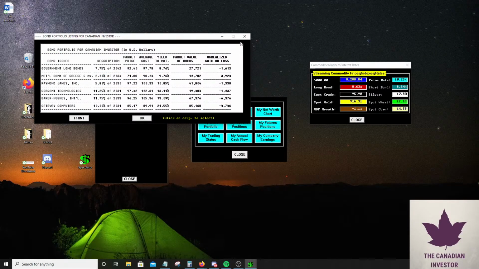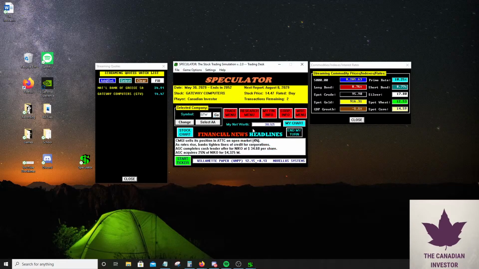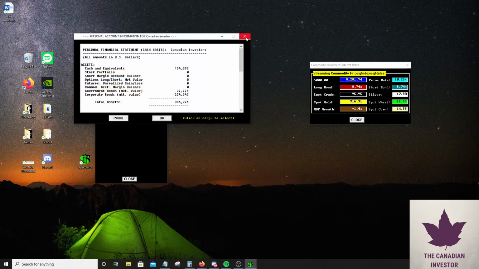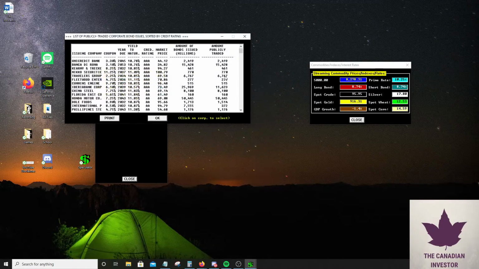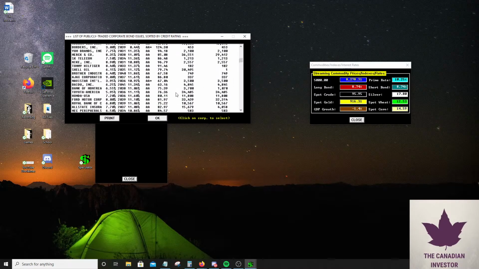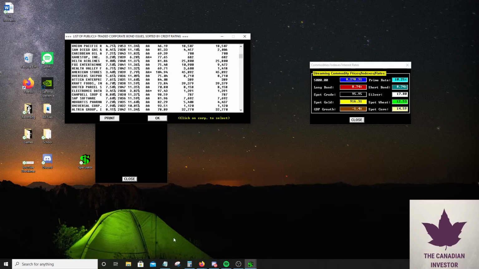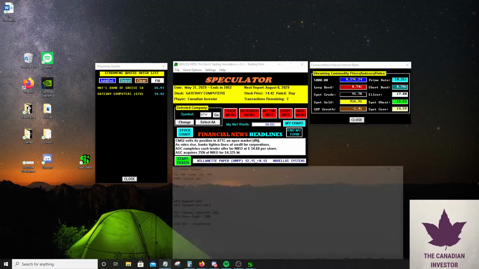Hey, our bond portfolio is taking a big hit lately. But look at this, Gateway Computers is paying us 21%. Still, that's very high risk. We have 134,000. So I want to do about $30,000 into a long. Let's look for a very long. What time is it? It is currently 2029.